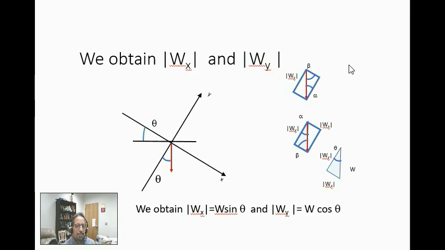Let's see, this is my triangle, and wy is adjacent to theta, so it's going to get a cosine theta. And wx, the magnitude, is opposite to theta, so it gets a sine theta. That's your answer.